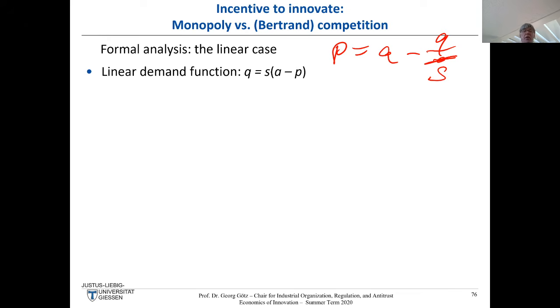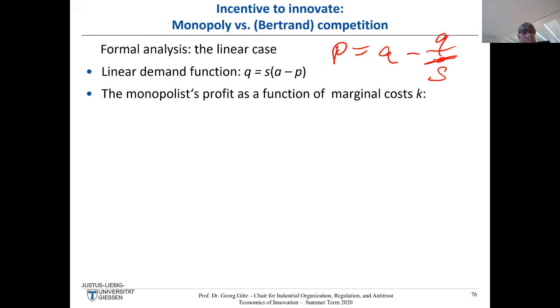If you are still able to follow me, this is now just the formal analysis, where we formally calculate the incentive to innovate under monopoly and under Bertrand competition. Actually, I think it's assignment 2, where you will have the chance to calculate all these things as well. Okay, linear demand. The monopolist's profit as a function of marginal cost K is written here in the so-called reduced profit function.